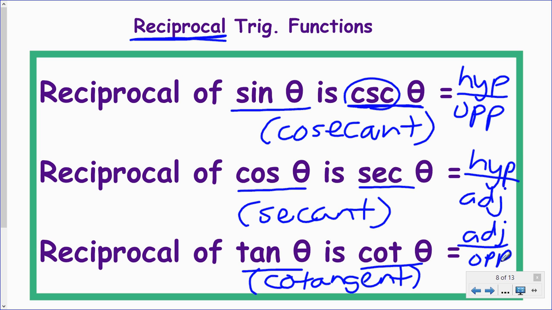Now, here's an easy way to remember these. The S and the C always go together for South Carolina. So just remember that. Here's your S, here's your C. And then tangent and cotangent, they just tend to go together by their names.